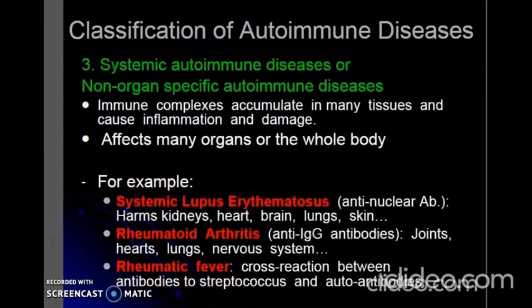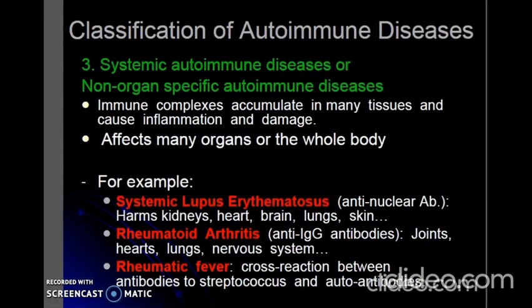The third group is the systemic autoimmune diseases or non-organ specific autoimmune diseases. The immune complexes accumulate in many tissues and cause inflammation and damage. It affects many organs or the whole body. For example, systemic lupus erythematosus. Here anti-nuclear antibodies are formed and it harms the kidney, heart, brain, lungs, skin, etc.